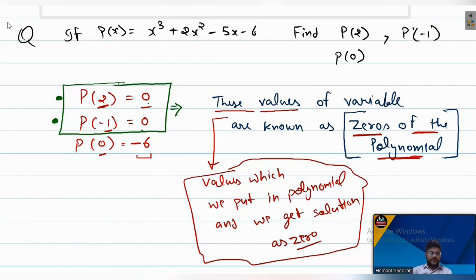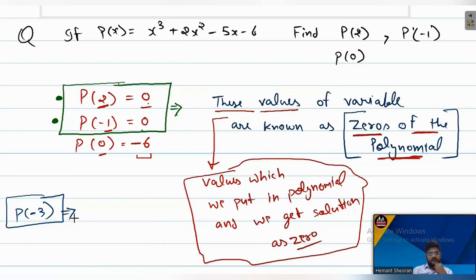Okay, now for one more case, just check p of -3. Is p of -3 also a 0 of this polynomial or not? Just check it out, for the same polynomial. Just check whether -3 is a 0 of this polynomial or not.